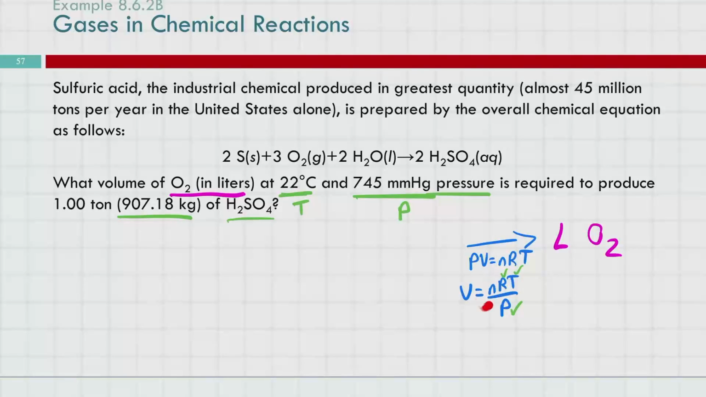Do we have n? n is the moles of O2. We do not have n, so we need n to be able to get to liters of O2. So we need moles of O2, moles being the symbol n in our ideal gas law. How can we get to moles of O2? We've got O2 in our equation. How can we get to it? What would we need to be able to get to moles of O2?